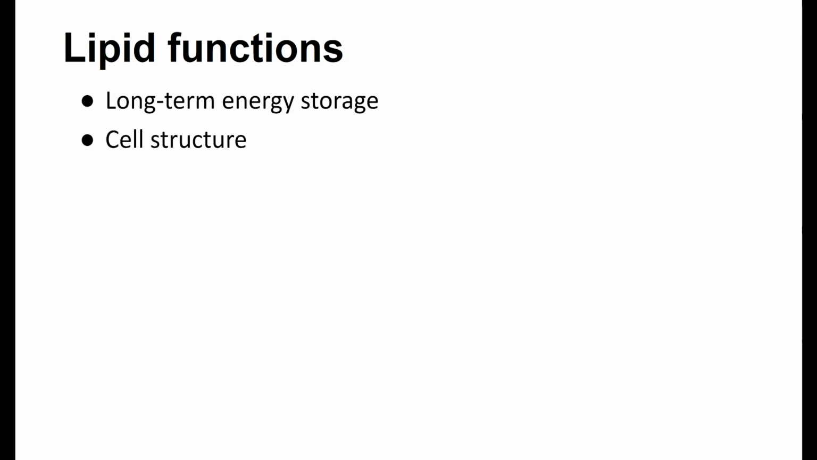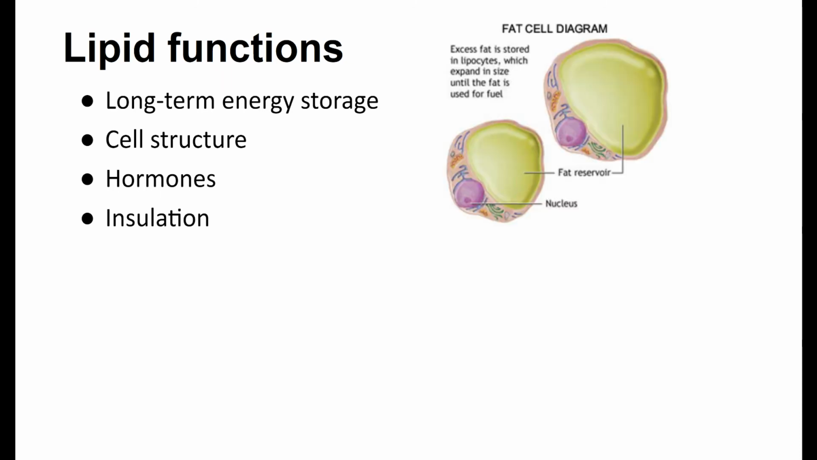Lipids, on the other hand, have different functions. They're also used for energy, but rather than being quick energy, they're used for storing energy for later use, long-term energy storage. Now, they're also involved in cell structure, and many of our hormones are lipids, not all, but some of them are proteins, but some of them are lipids. And then finally, insulation. So long-term energy, that's basically the fat on our body. That's your long-term energy storage.